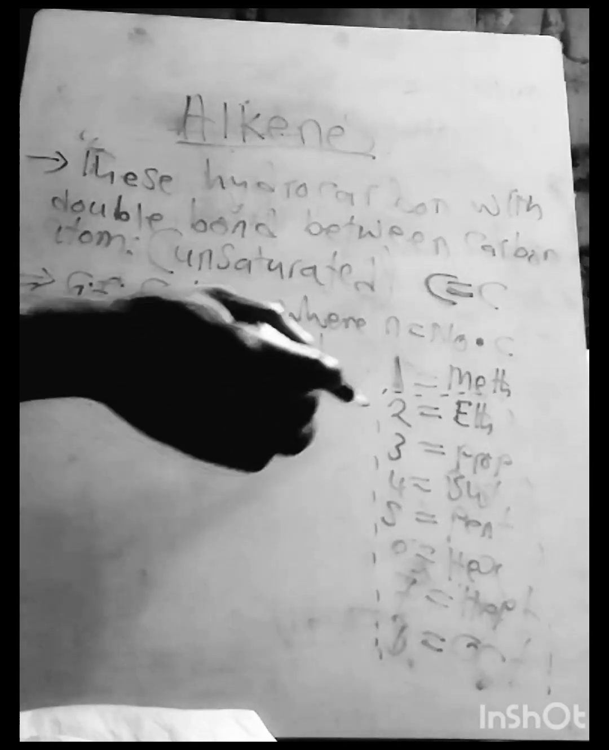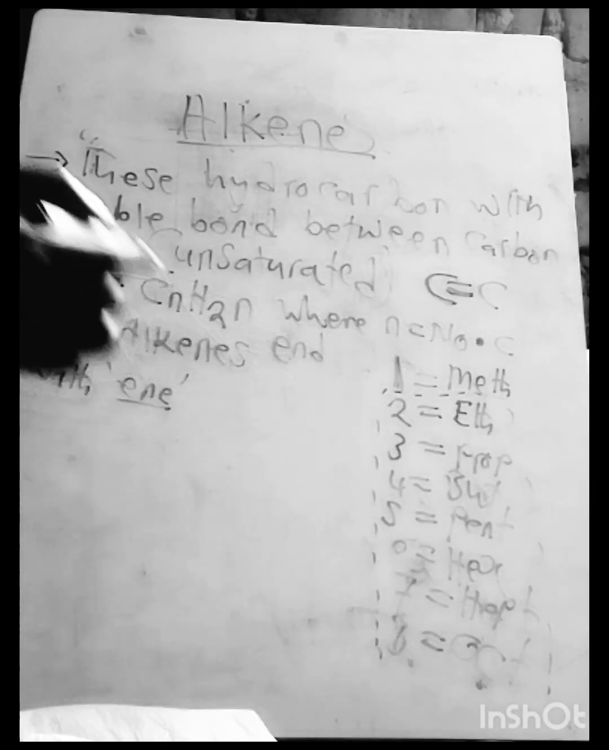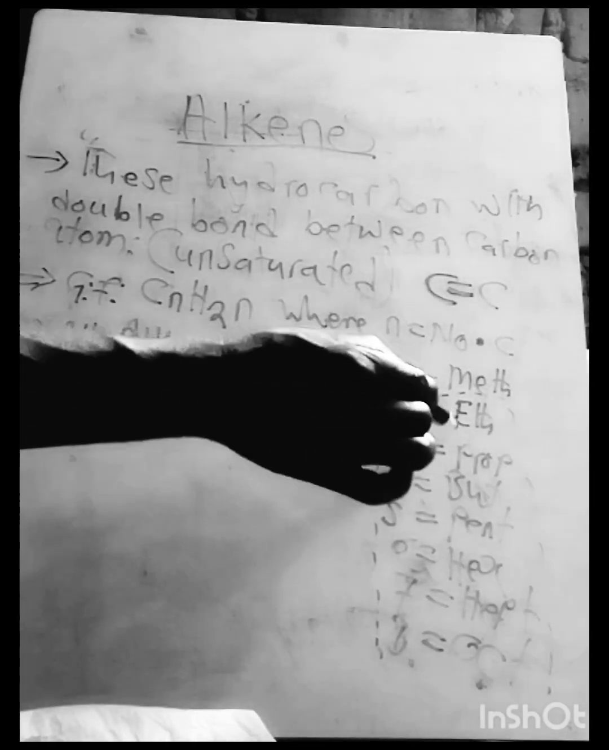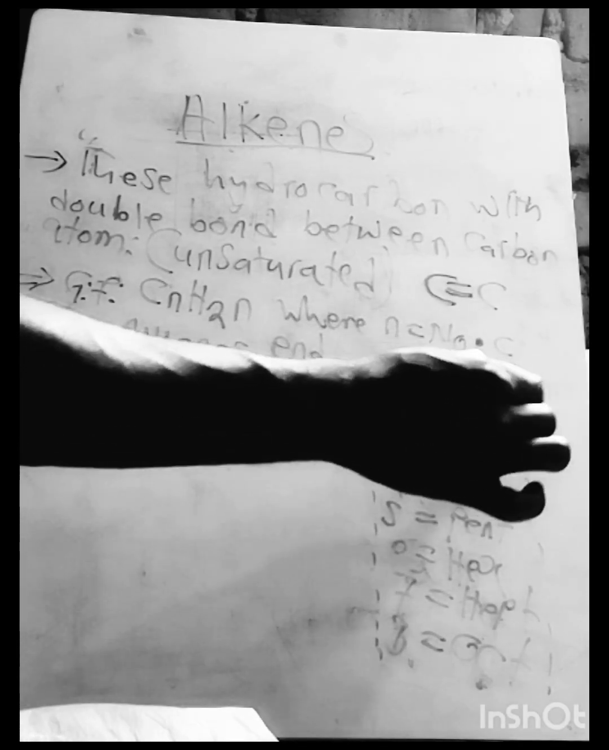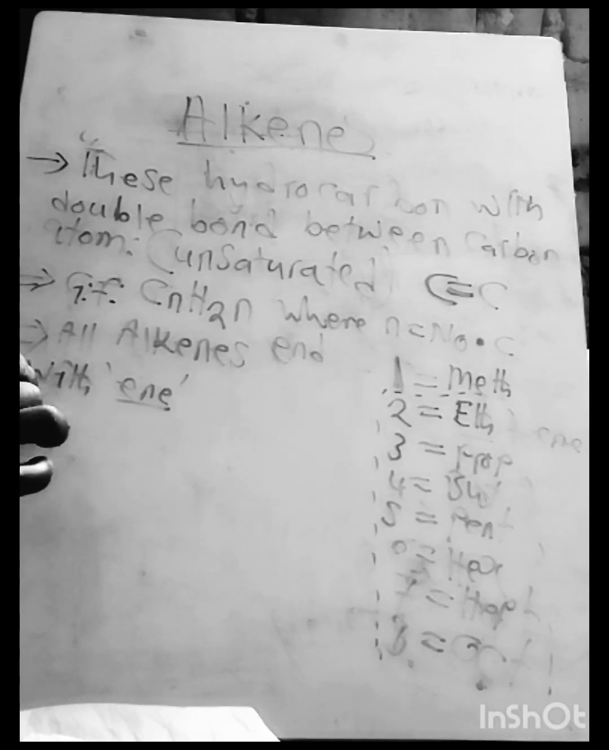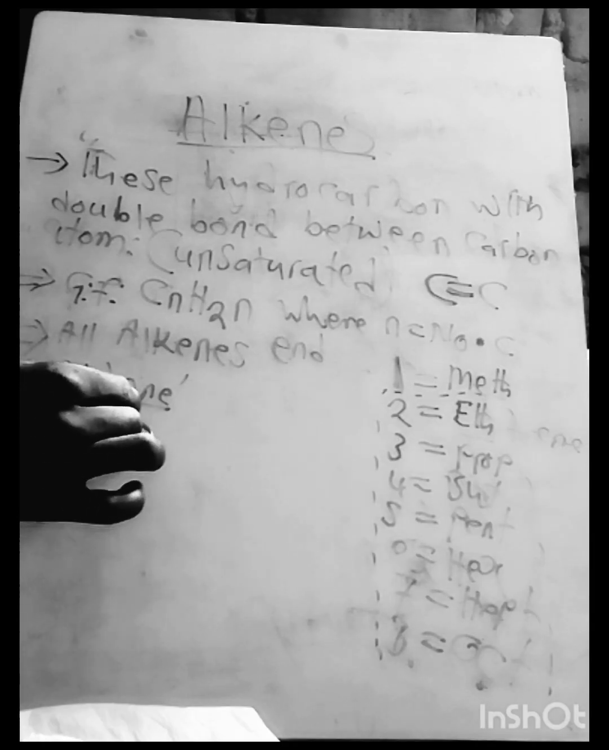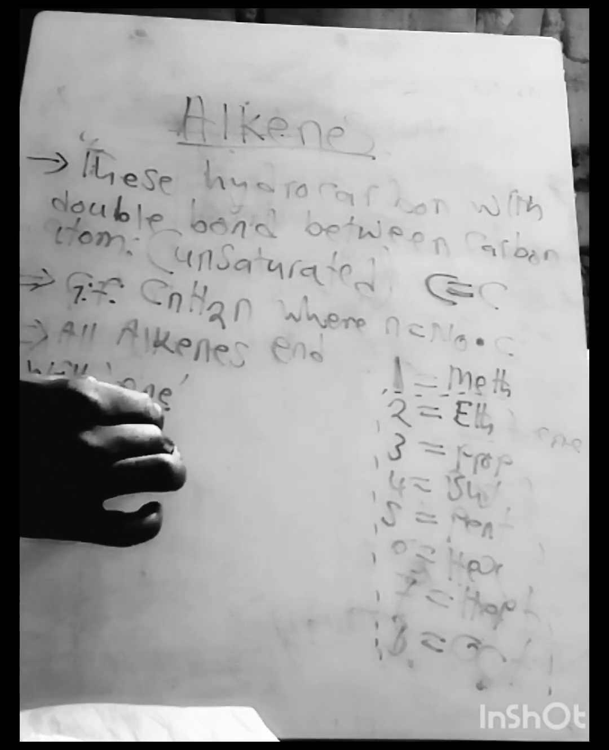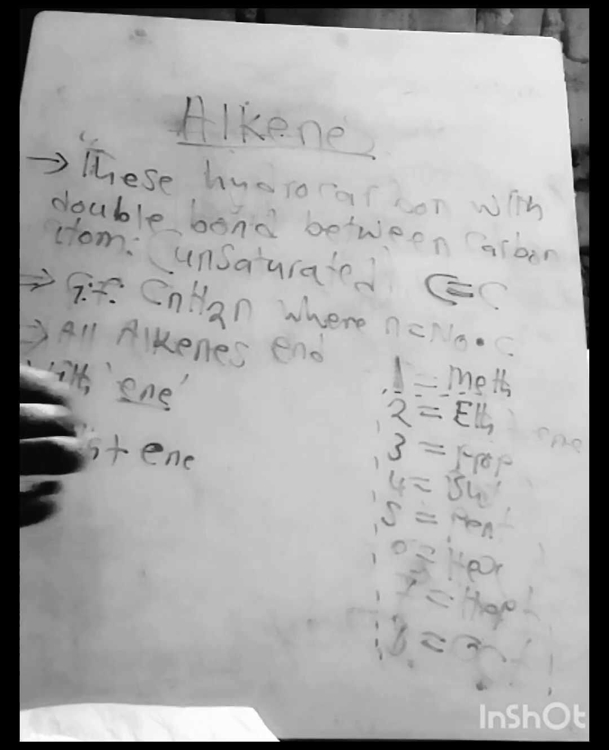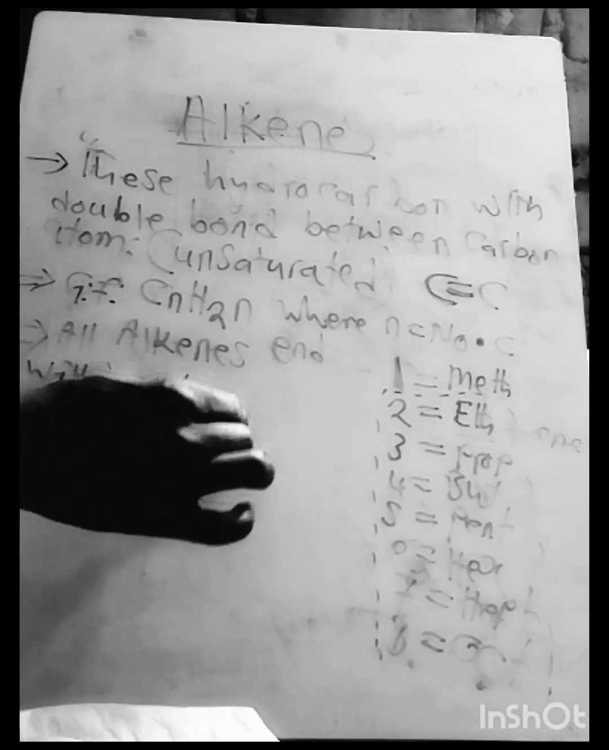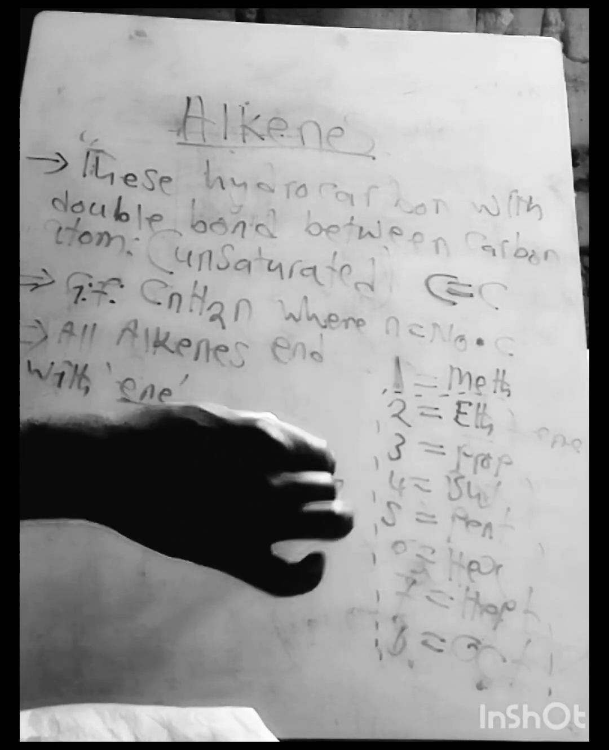So if I have a 2 carbon atoms alkene, it will be called eth plus ene, and that will be ethene. So here, eth, 2 carbons, plus ene, we are going to have ethene.